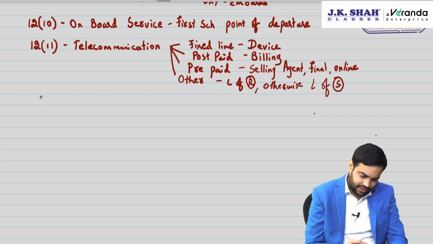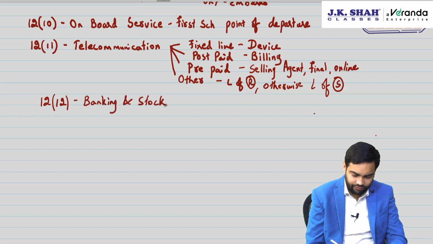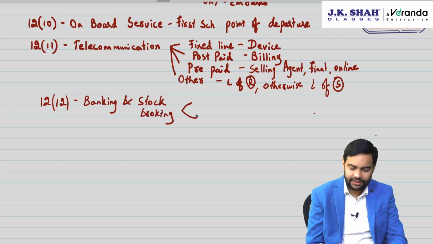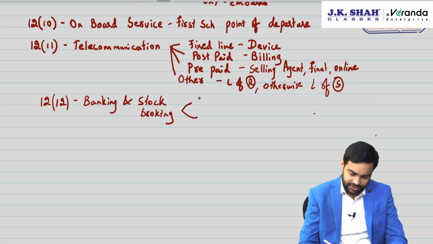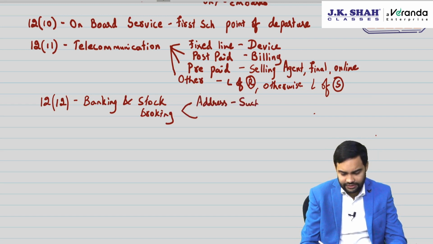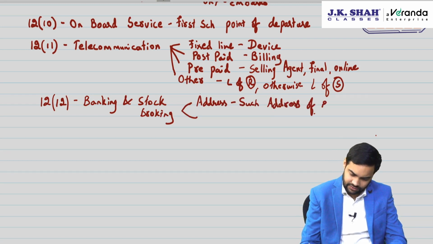Okay, then we have 12.12. 12.12 deals with banking. Banking and stockbroking is important for exams because it is a different kind of place of supply. Here the law has divided it into two parts, but there is no RP URP. If the address is available on record, then such address. Whose address? Recipient's. If no address is available on record of the supplier, then it will be location of supplier.